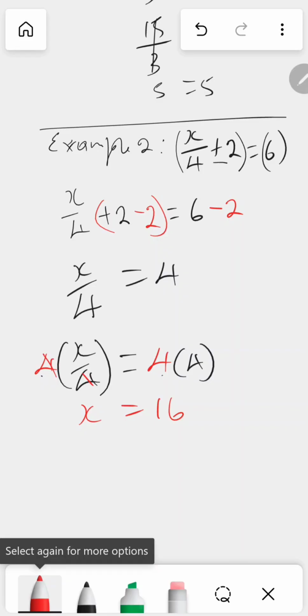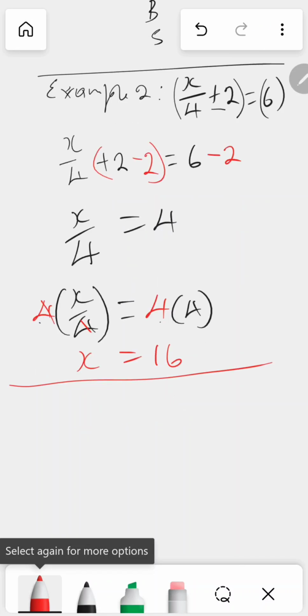So we now go ahead and check our equation to find if x over 4 plus 2 does equal 6. That's what we are trying to find. So anywhere x is, we are going to put 16. So we'll have 16 over 4 plus 2 equals 6.